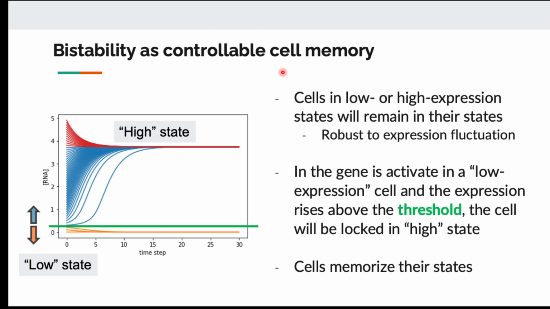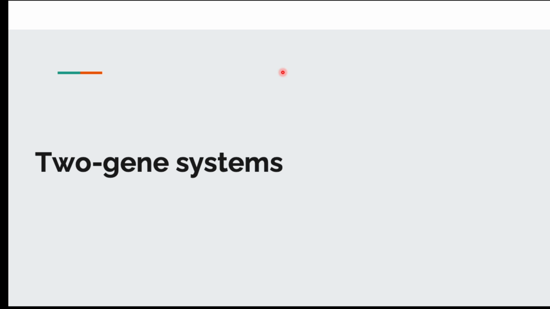Okay, let's look at another example that can also create this type of memory. In the previous case, we only used one gene, right? We had one gene with positive feedback. But in cells, we can have multiple genes working with each other.